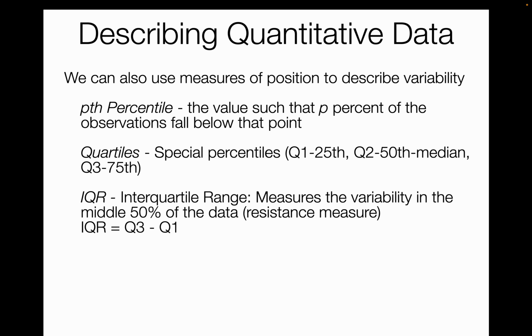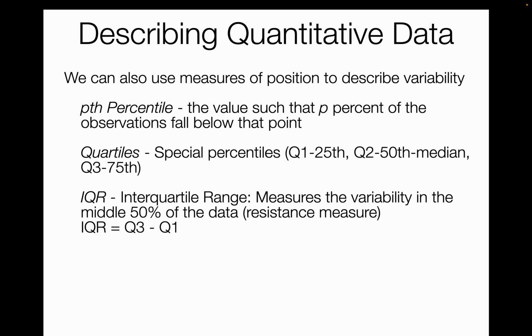It's a resistance measure for the same reason that the median is a resistance measure, because the median, like I was describing before for measures of position, doesn't care about the actual data point. It's only where it lies in relation to other points. And so it's not affected by a really large or really small value or a few really large values, and so on and so forth.